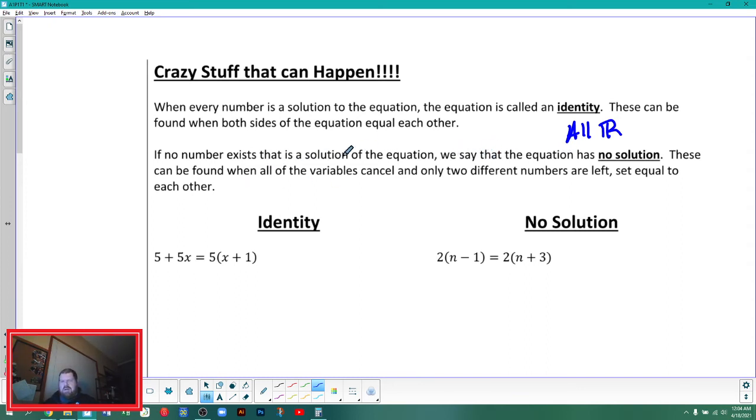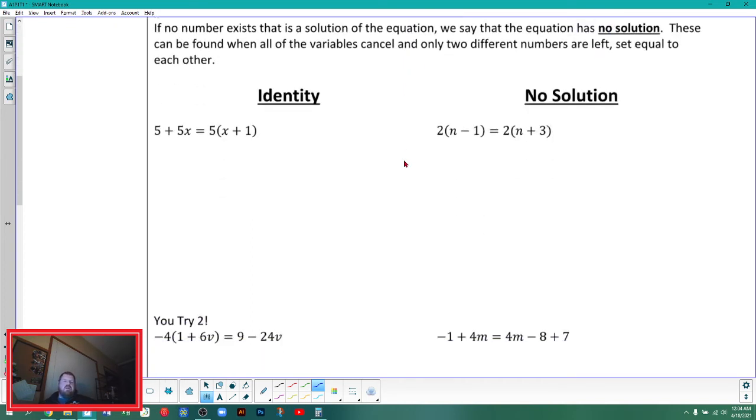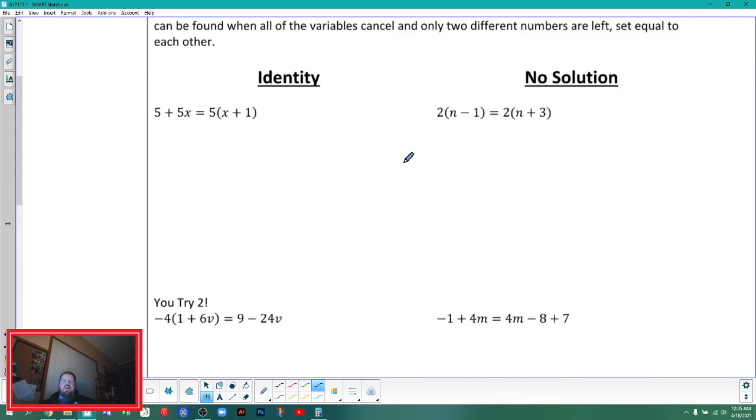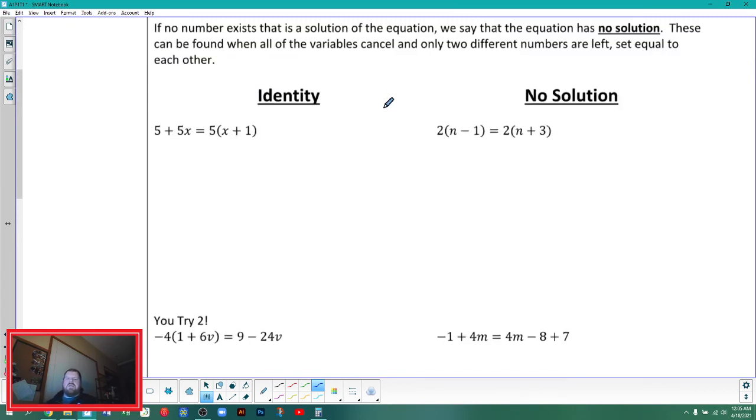If no number exists that is a solution to the equation, we say that the equation has no solution. These can be found when all the variables cancel and only two different numbers are left that are set equal to each other. So let's go ahead and look at both of these cases here and try to do so in a pretty quick manner. But we do only have 4 problems left.